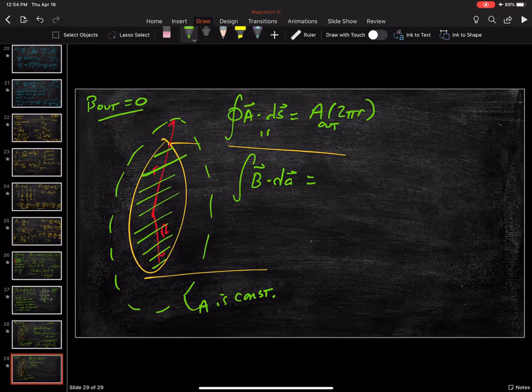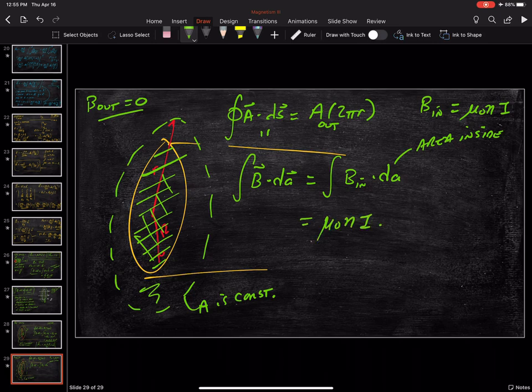So this is only integral B inside, which, just to remind you, was mu naught N times I, times integral dA, where this is the area inside. Okay? Out here, there's no contribution. There's no flux from the magnetic field. The flux stops here. And so this becomes mu naught N I times pi big R squared, because that's the end of the road for the magnetic flux. Okay? So it's not little r squared, it's big R squared, because there's no magnetic field outside of the solenoid.